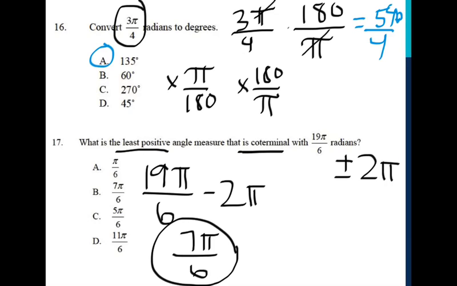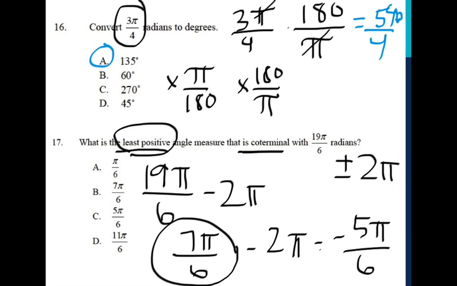So I've got 7 pi over 6. I'm going to try subtracting 2 pi again. If it gives me a negative, then that means my answer will be 7 pi over 6. So minus 2 pi. I do 7 over 6 minus 2. Math, enter, enter. Uh-oh, this is negative 5 pi over 6. So the least positive is going to be 7 pi over 6 because if I subtract 2 pi again, I get a negative number, and it wanted the least positive.